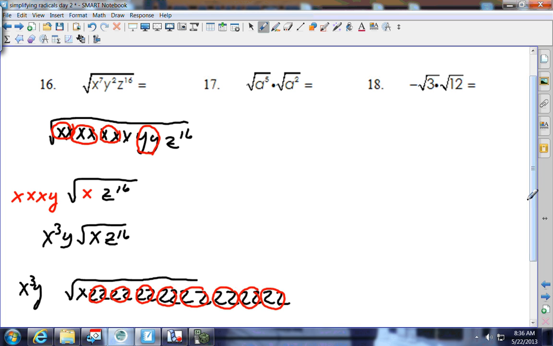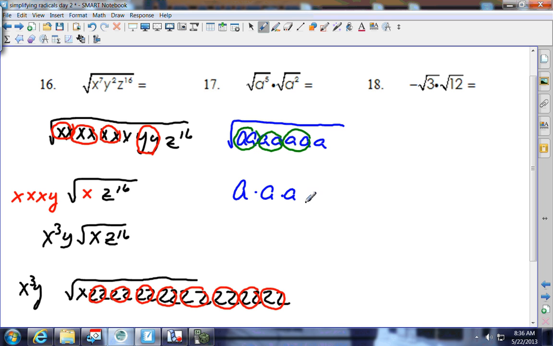Now, up here, this says a to the 5th times a squared. Well, that means 1, 2, 3, 4, 5, and a squared is 1, 2. How many partners do you have? 1, 2, 3. That means I've got a times a times a that goes outside, and only one a left inside. So that's a to the 3rd square root of a. That's your answer to number 17.